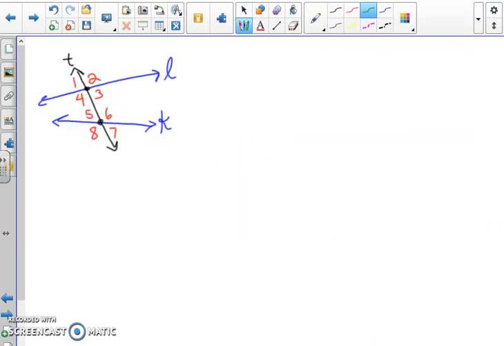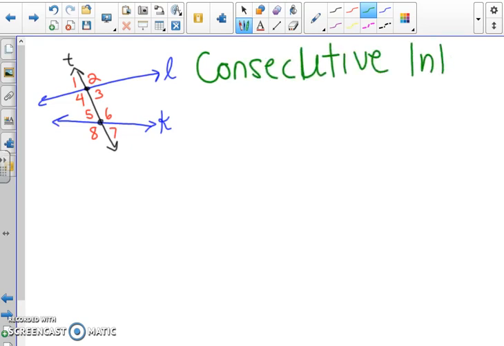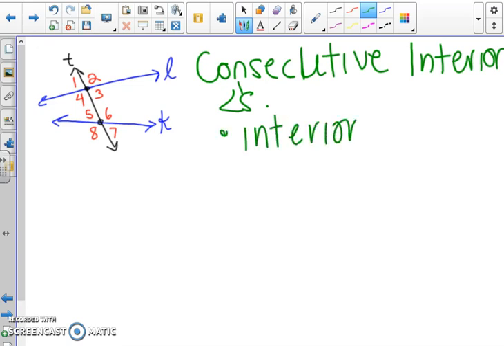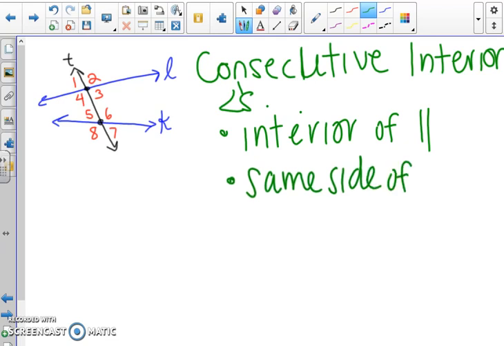All right, last part of notes, we have consecutive interior angles. Consecutive interior, so obviously they're on the interior of the parallel lines. And they're consecutive, so they're on the same side of the transversal.